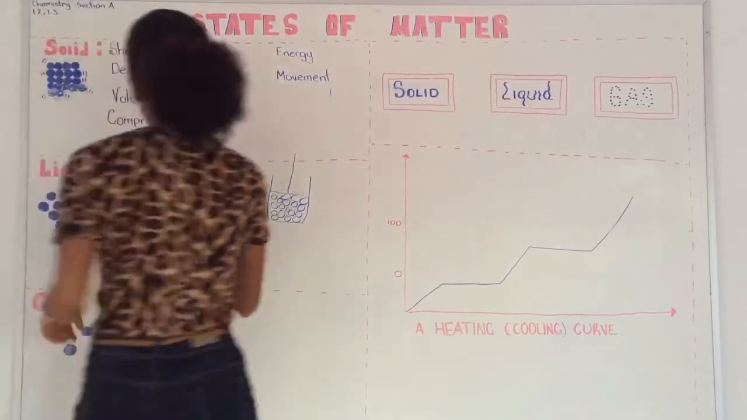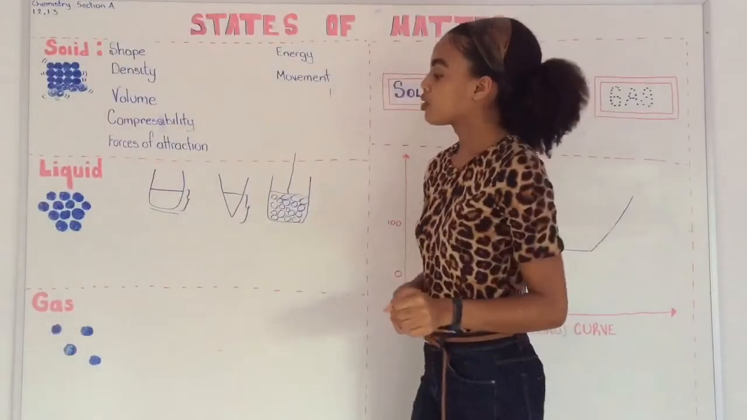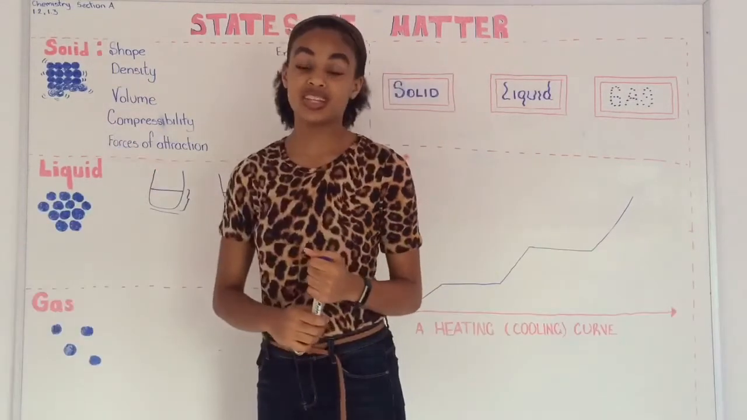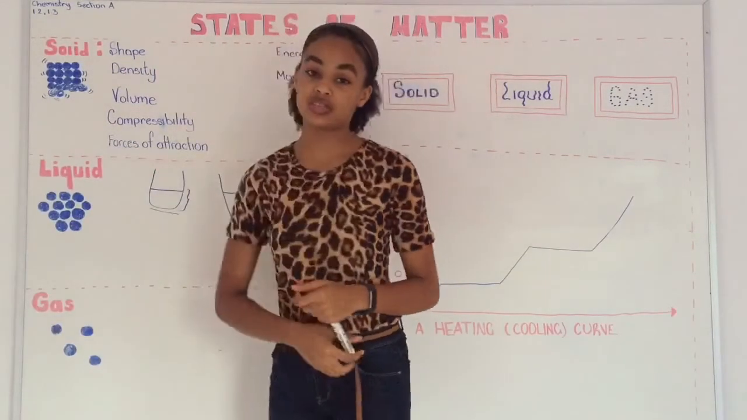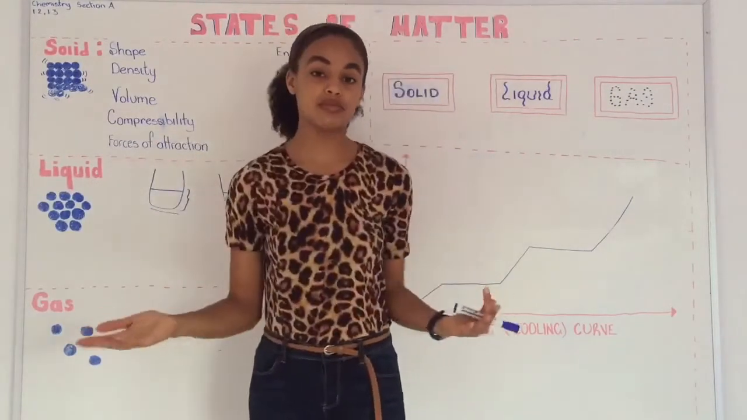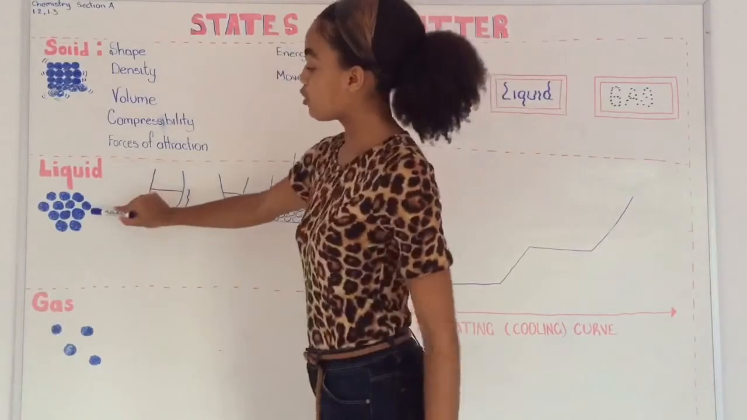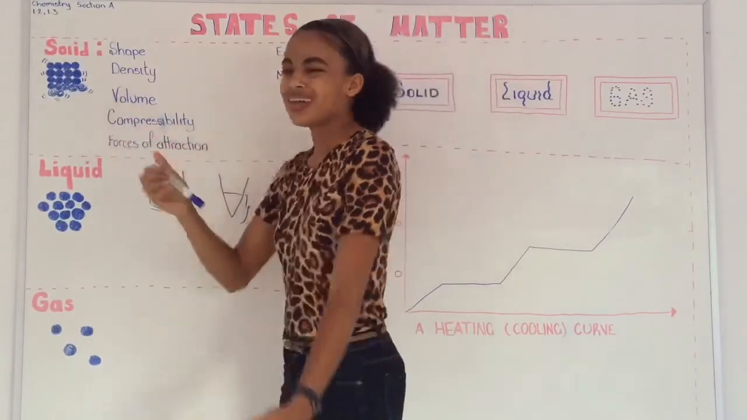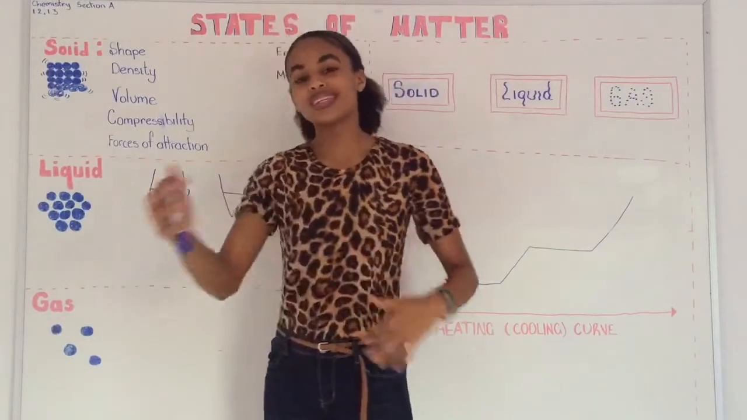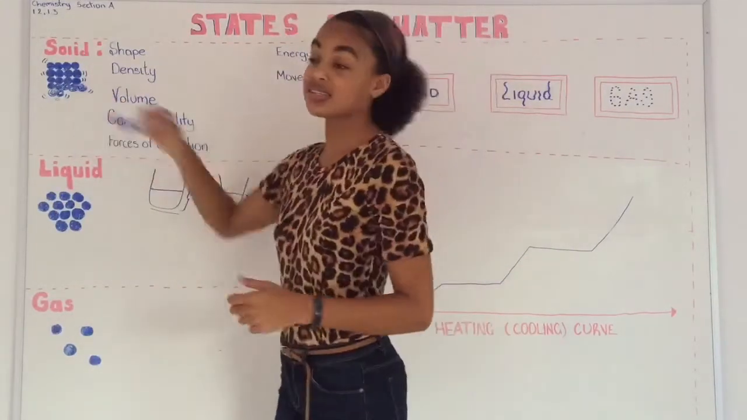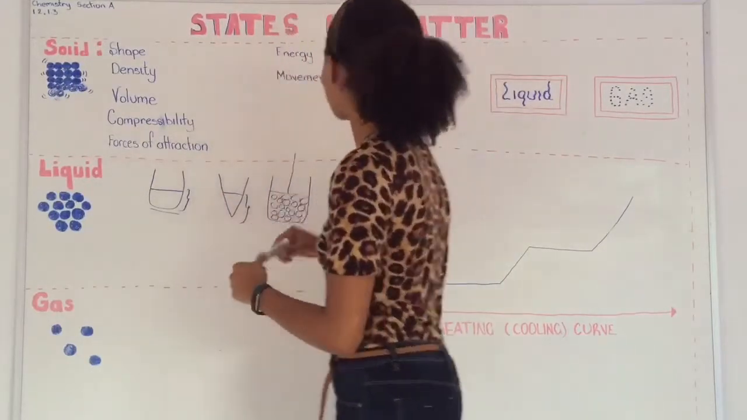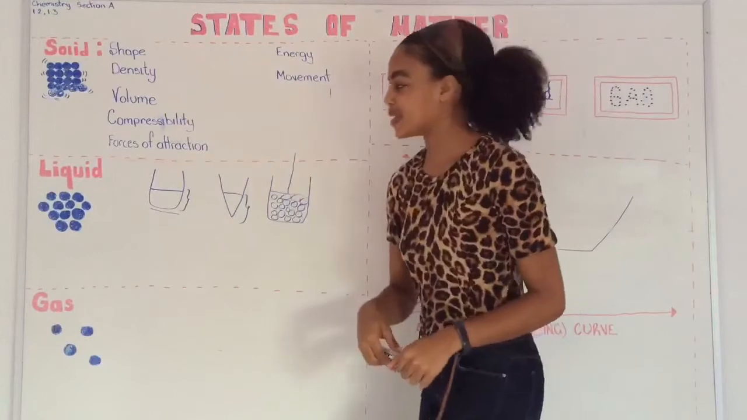Alright, forces of attraction. Now the forces of attraction in a liquid are weaker than the forces of attraction in a solid, but much stronger than the forces of attraction in a gas. This is why the liquid has spaces in between. So because it has weaker forces of attraction than a solid, the particles aren't as strongly bonding to each other, or they're not as attracted to each other as the particles in the solid, so they have spaces in between them.